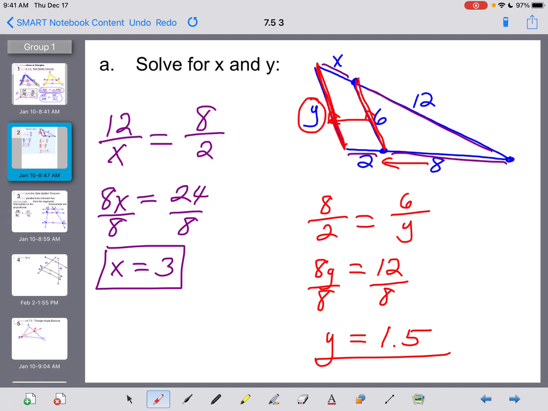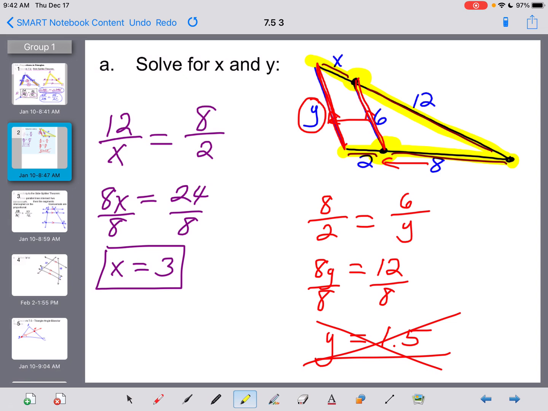So let me be clear and talk about why this answer here is wrong. The side splitter theorem, you guys, only applies on the two sides of the original triangle that are being split. That's this piece right up here because of that big dot there, and then this piece down here on the bottom, which is getting split right there.